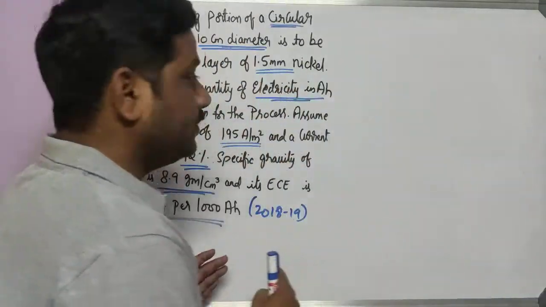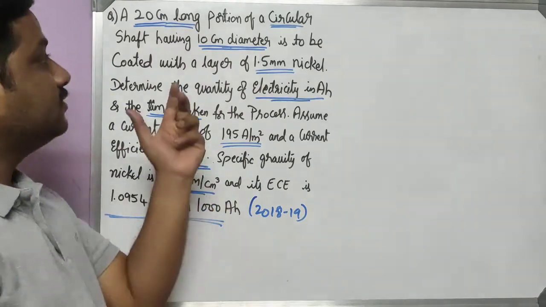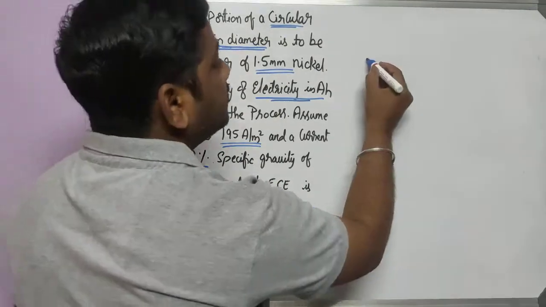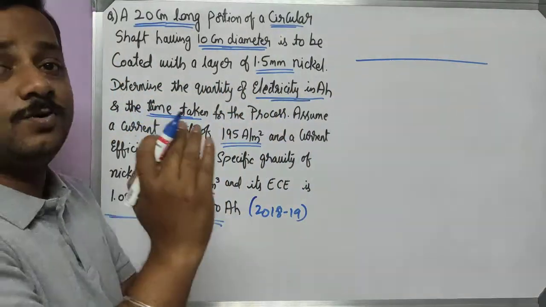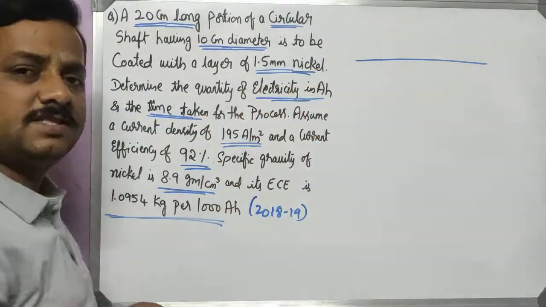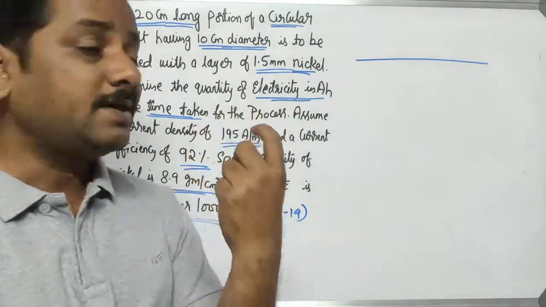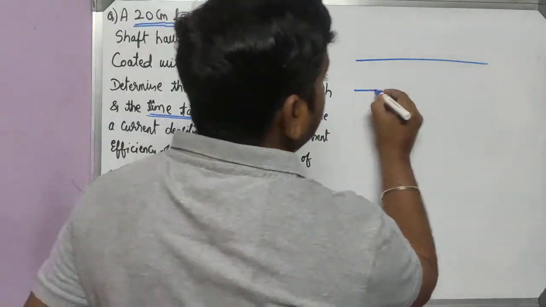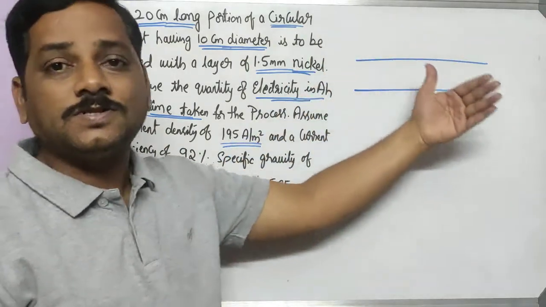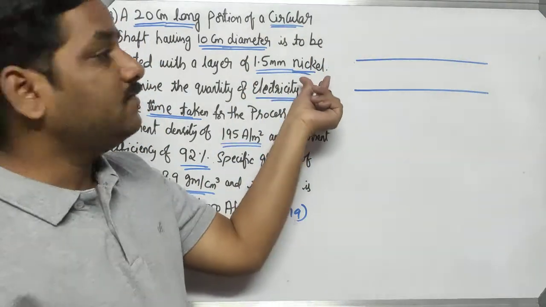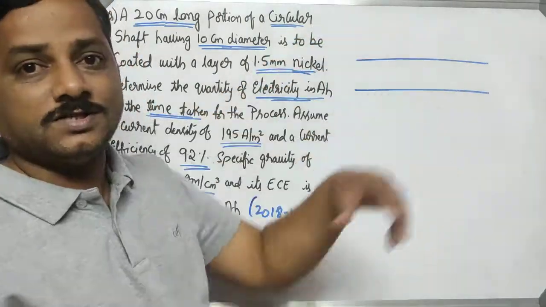Before getting into the solution, let me explain what this question actually means. There is a shaft with a length of 20 centimeter. That portion has to be coated with nickel. That shaft is a rotating part. Because of some friction, it has lost its dimensions, thickness. So we need to repair it. To provide the actual thickness, we are using nickel which will be coated on the shaft. 1.5 mm thickness of nickel has to be coated on this shaft.